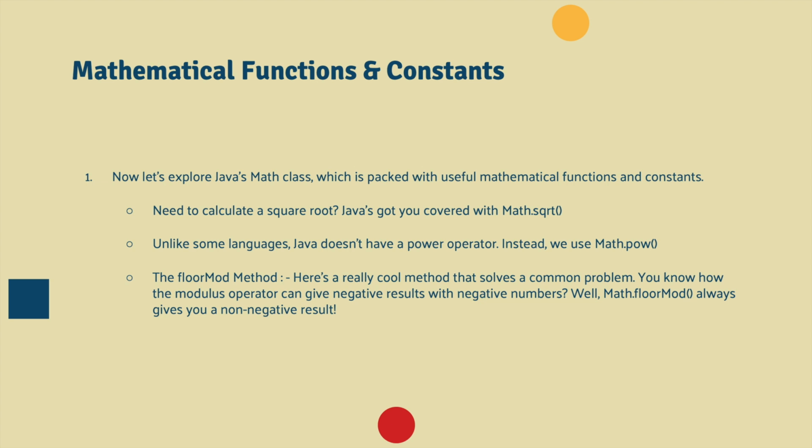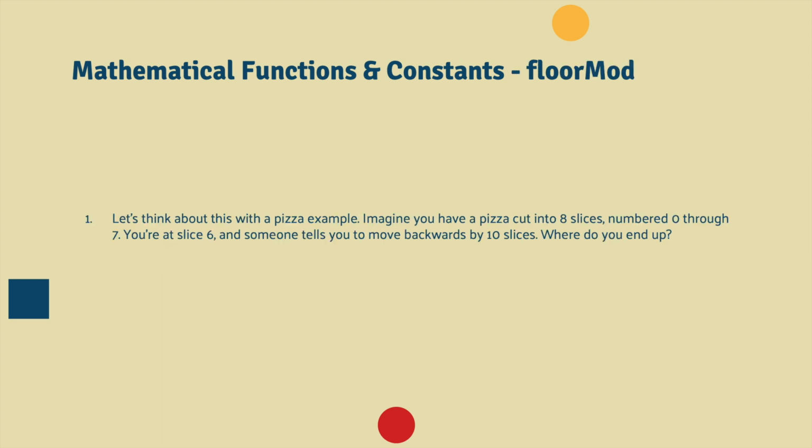Here's a really cool method that solves a common problem. You know how the modulus operator can give negative results with negative numbers? Well, Math.floorMod always gives you a non-negative result. Let's think about this with a pizza example. Imagine you have a pizza cut into 8 slices, numbered 0 through 7. You're at slice 6 and someone tells you to move backwards by 10 slices. Where do you end up?